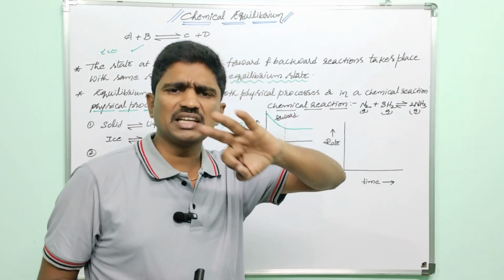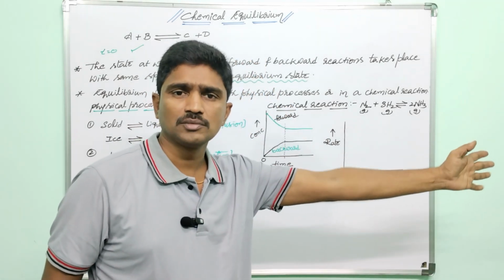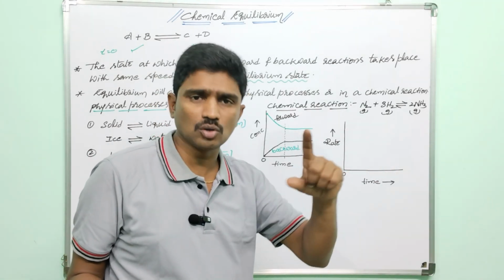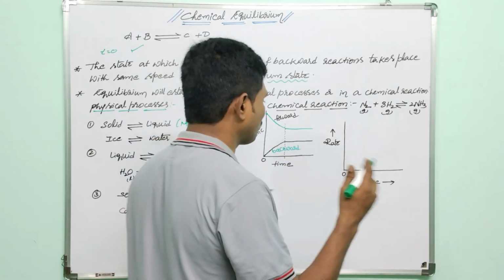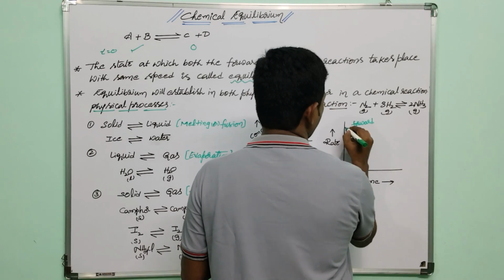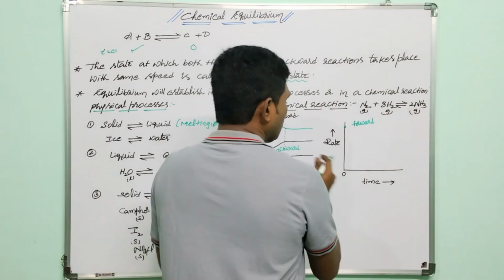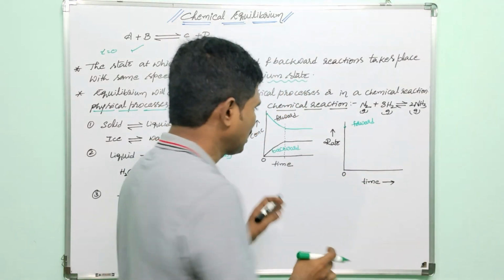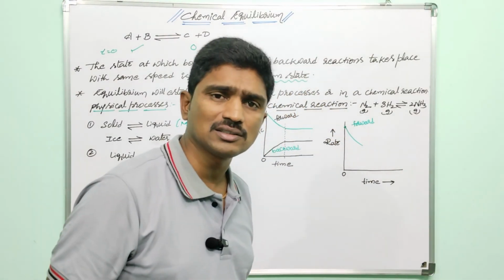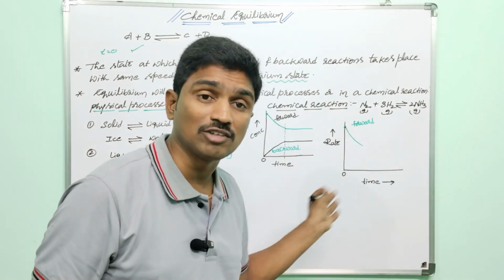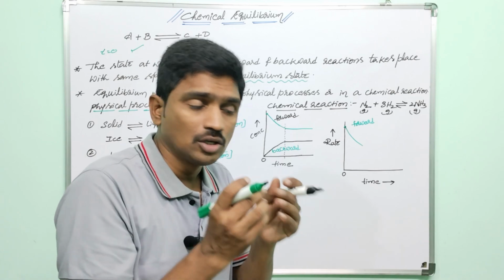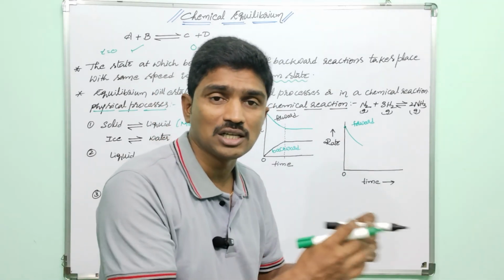So the forward reaction takes place vigorously because only reactants are present. So they readily convert to products. Nothing but forward reaction speed is very high. But as the time progresses, the rate of the forward reaction decreases. Why does the rate decrease? Because reactant is slowly converting into products. So the concentration of reactant decreases, and the forward reaction speed also decreases.